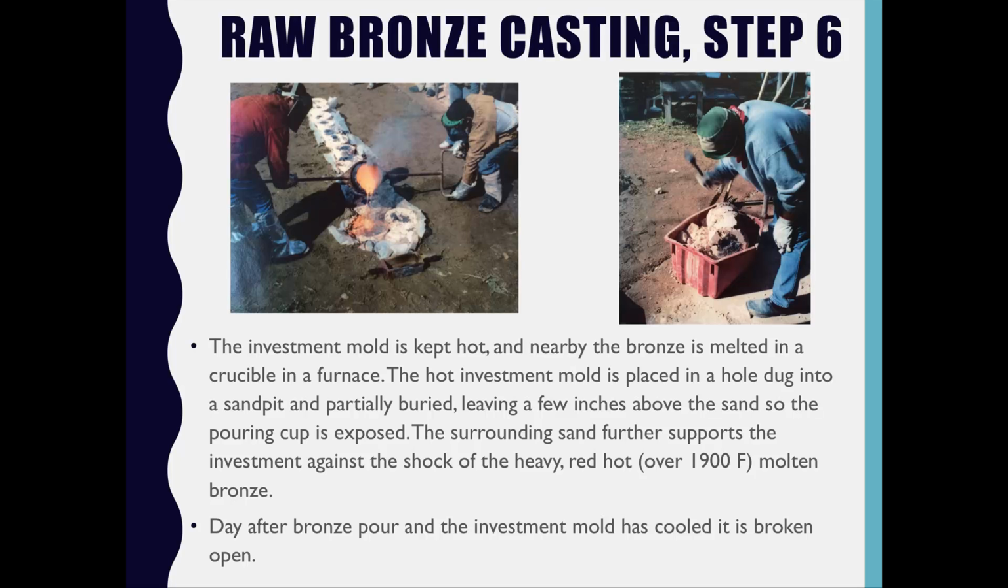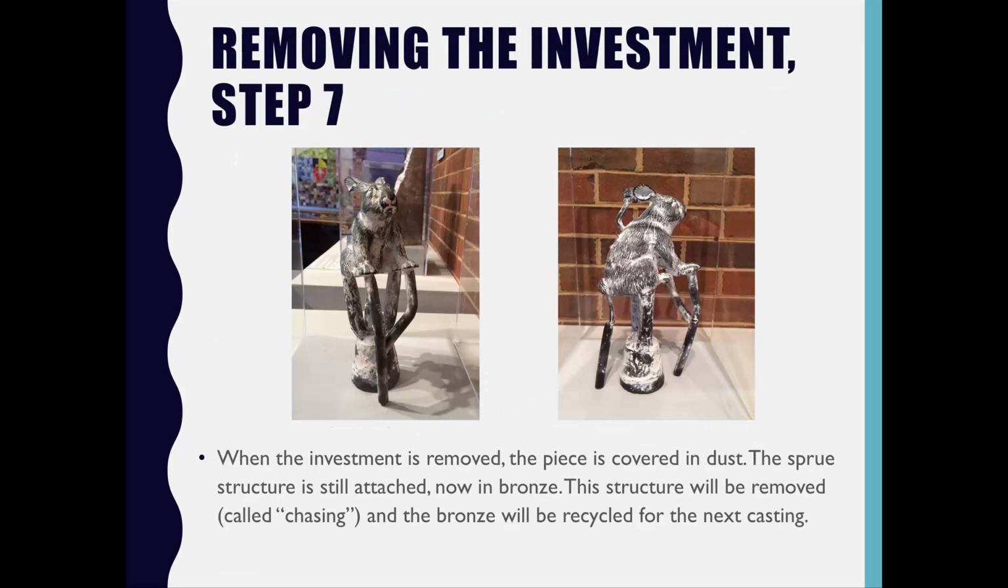Okay, next is basically the pour. They take that hot molten bronze and put it into the mold, and then they have to break up the mold, and when they do that, they have the actual sculpture that you see here. Then the next step is removing the investment, like we mentioned before, breaking it apart. But here, now we're ready to do what's called the chasing, which is considered part of step 7.